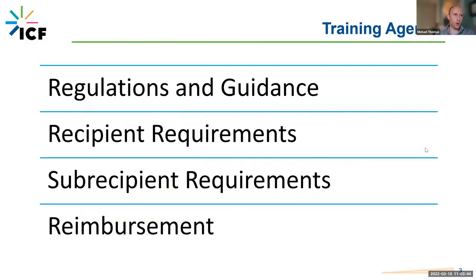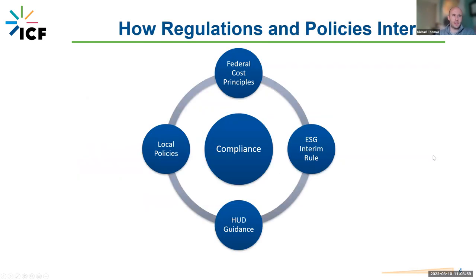And this is the order we'll go in. We'll look at the regulations and guidance first, then we'll talk about the recipient, so HCD's requirements. We'll talk through subrecipient requirements, and then we'll talk through the reimbursement process and how it all applies. And just want to point out that as we go through this, we're talking about compliance, right? We're talking about how all of these things feed into being a compliant ESG program.